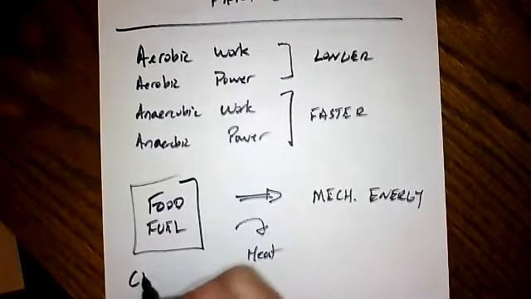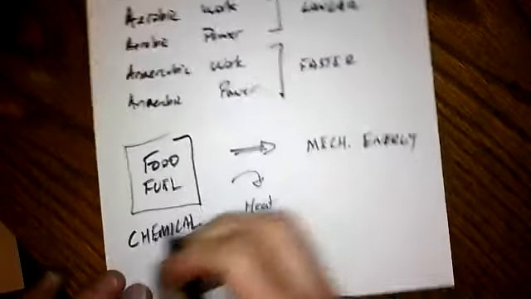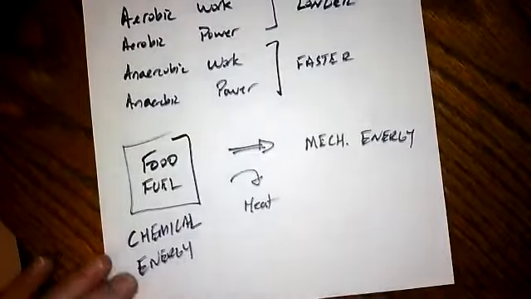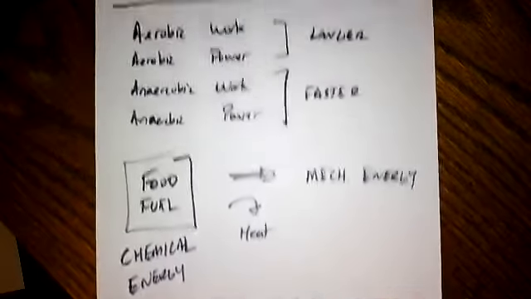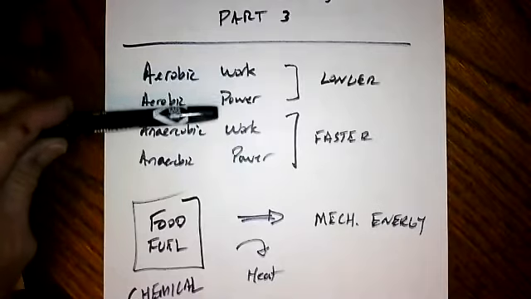We have chemical potential energy in the body, and we transform that chemical energy to mechanical energy through some metabolic pathways. And so that's the link between our physiology and our mechanics.